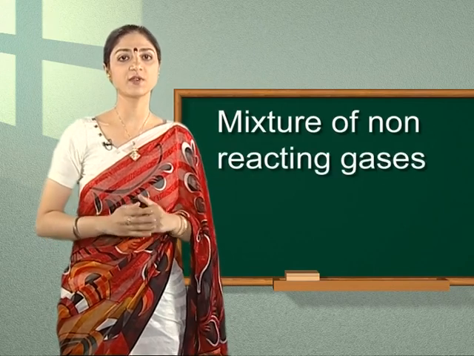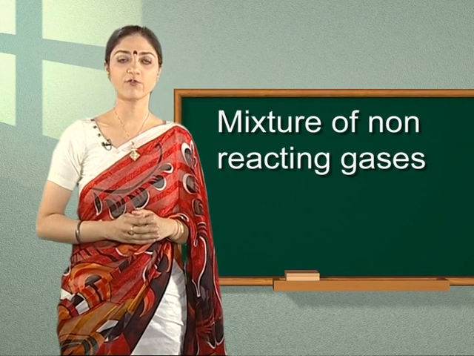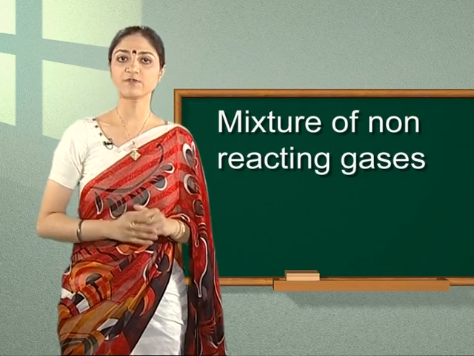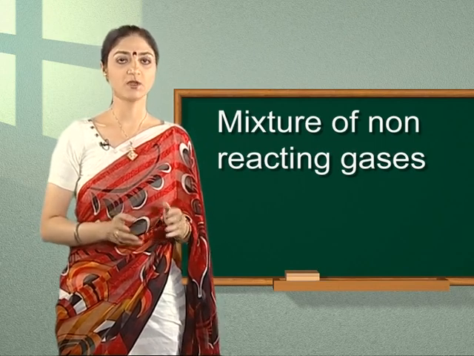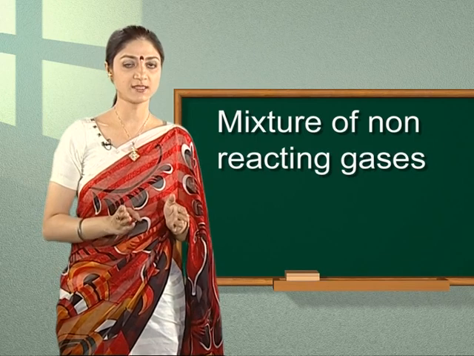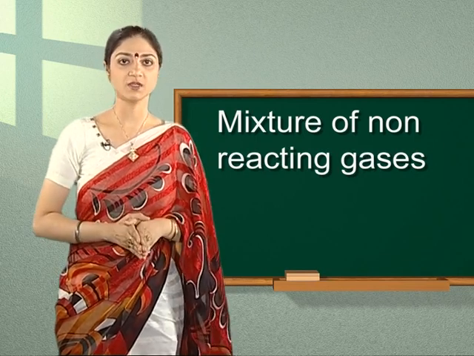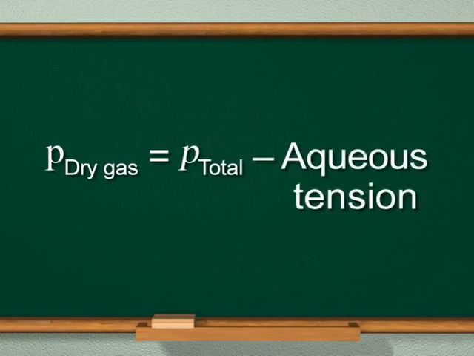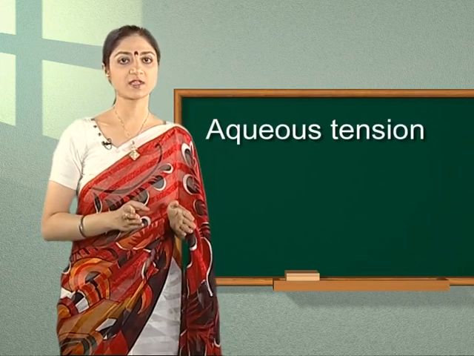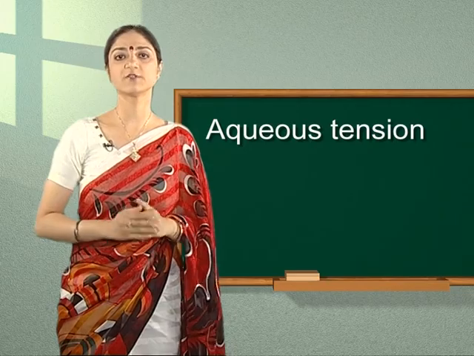Mixtures of non-reacting gases are generally collected over water and therefore are moist. The pressure of dry gas can be calculated by subtracting the vapor pressure of water from the total pressure of the moist gas, which contains water vapors also. Pressure of the dry gas is equal to total pressure minus aqueous tension. The pressure exerted by saturated water vapor is called aqueous tension. Aqueous tension of water is different at different temperatures.